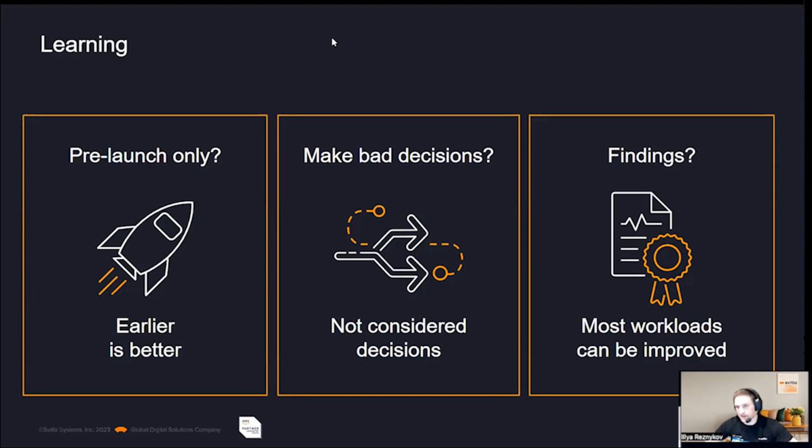And it leads us to the next finding, that most workloads can be improved. The AWS Well-Architected Framework contains a lot of questions, which means it covers a lot of best practices. So it could point to some additional practices which we didn't include in our business requirements at the stage of creating the project.